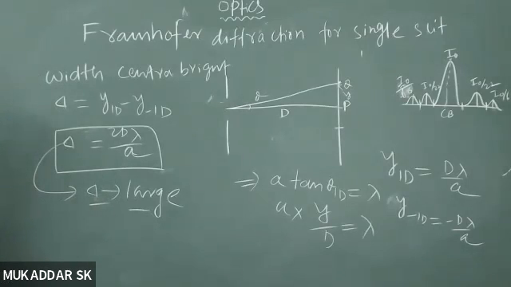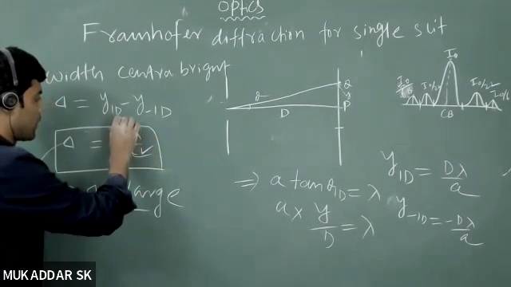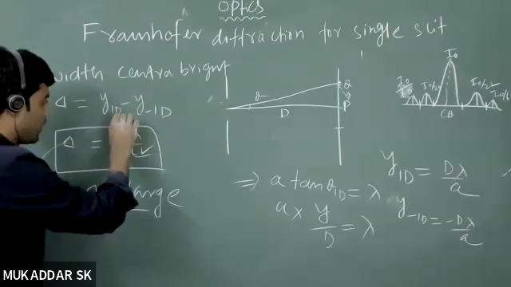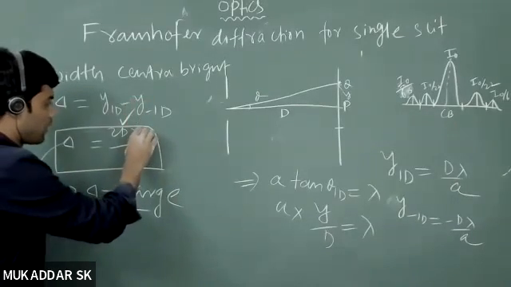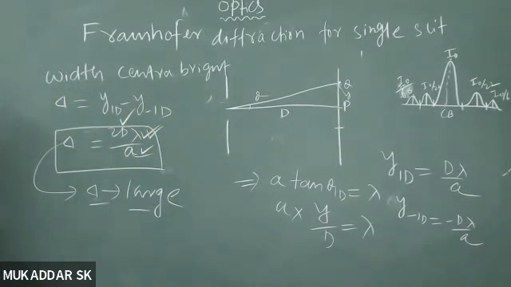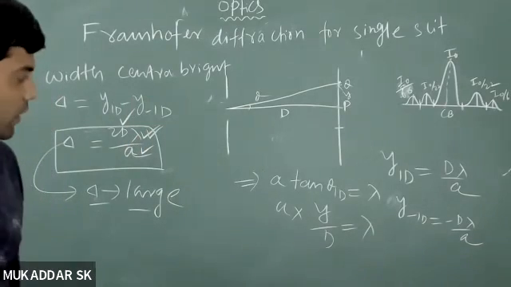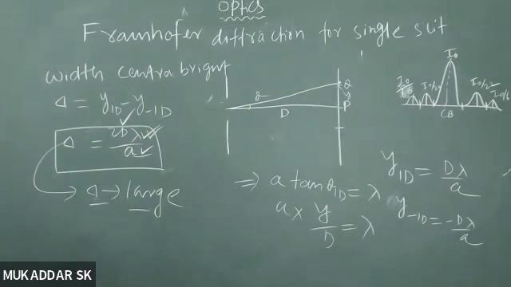So to make a good diffraction pattern, a should be small, capital D, the distance between slit and screen, should be large, and the wavelength should also be large. You will not get a good diffraction pattern in X-rays. What is lambda for X-rays? It is small. So you will not get a good diffraction pattern for X-rays, but you will get a good diffraction pattern in visible light. So this is your diffraction.